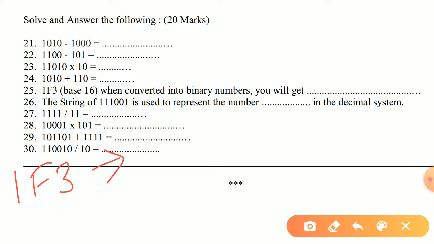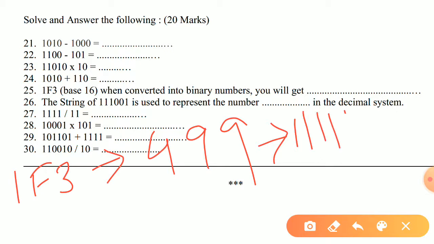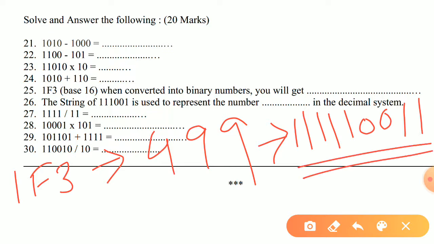Then you will be getting something like 499. Okay, and when you convert this 499 into a binary number, then you will be getting 5 times 1, then 2 times 0, and then 1 1. This is the answer. Okay, for the 25th we are talking about.